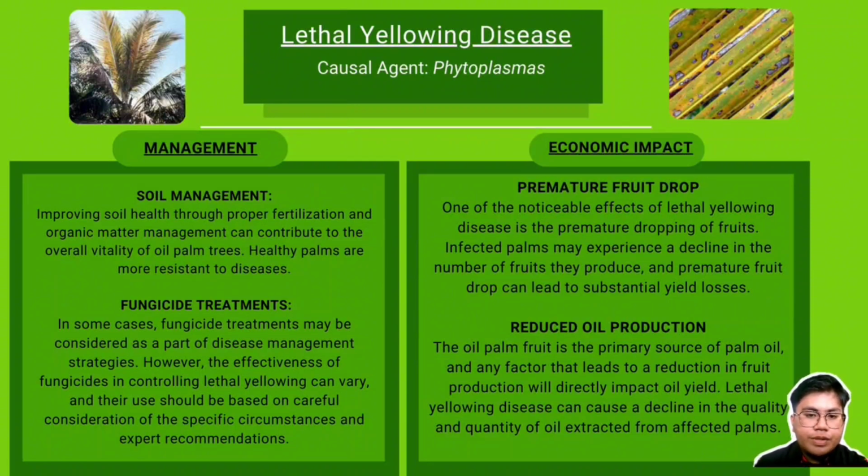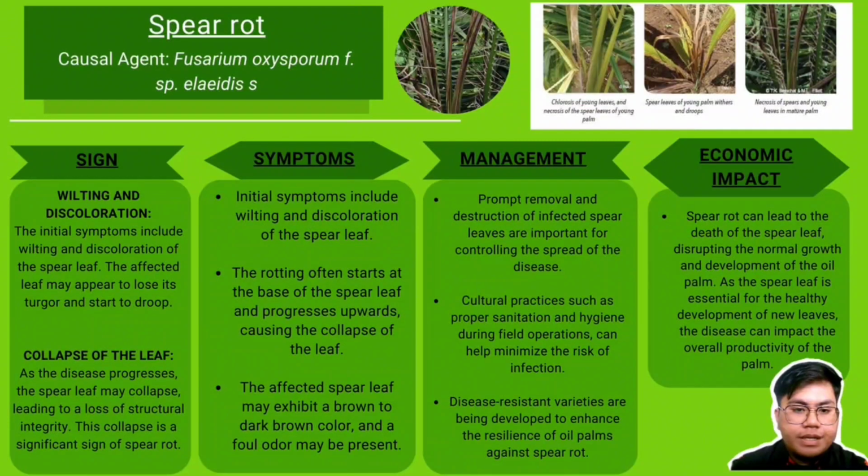Hence, the economic consequences involve premature fruit drop, a conspicuous effect of lethal yellowing disease. Infected palms may witness a decrease in fruit production, resulting in significant yield losses. Additionally, there is diminished oil production, as this disease adversely affects both the quality and quantity of oil extracted from affected palms. Next is spear rot, with the causal agent of Fusarium oxysporum species.